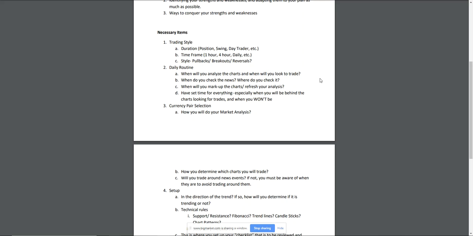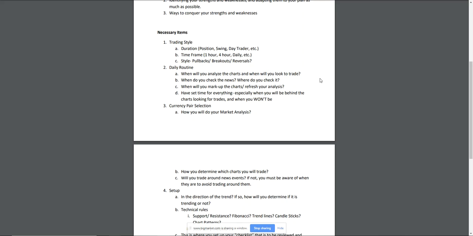Trading is 1,000% in line with that, right? So when are you going to be analyzing the charts? When are you going to be looking to trade? Trading at specific times is so important in anything, but especially Forex. It's a 24-hour-a-day, 5-day-a-week market that trades round the clock. If you just look for setups at any time, you're leaving so much unnecessary time to make impulsive trades.